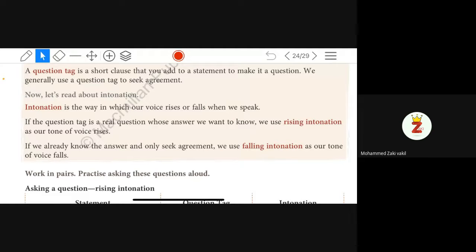What is rising intonation? When you raise your voice, when you really don't know something and you want to know the answer, at that time we use rising intonation. And when you already know the answer, still you are asking, at that time we use falling intonation, meaning you will lower your voice. But when you really don't know the answer, you will use rising intonation. Intonation means how your voice rises or falls when you speak. That is called intonation. Clear?